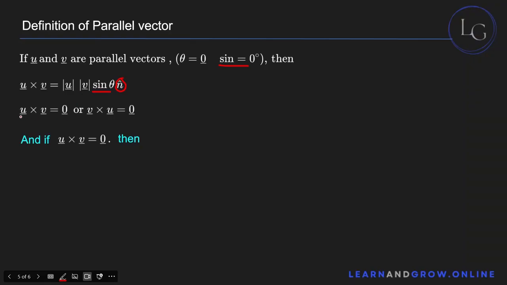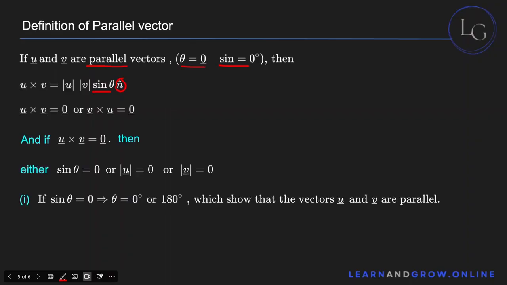So u cross v is equal to 0, or v cross u is equal to 0 when they are parallel, because theta is equal to 0 between them. The angle between the two vectors u and v is equal to 0 when they are parallel, obviously. But u cross v is equal to 0 in three conditions: when sine theta is equal to 0, when the magnitude of u is equal to 0, or when the magnitude of v is equal to 0.